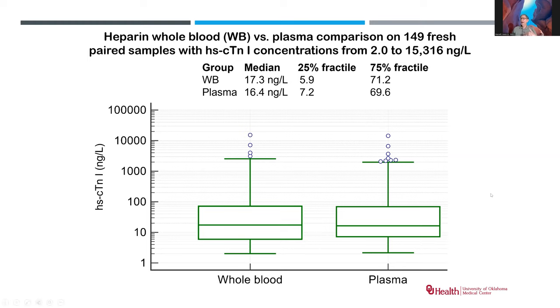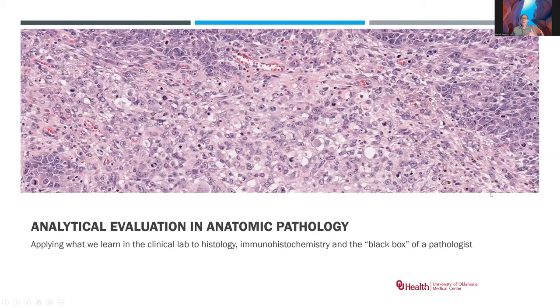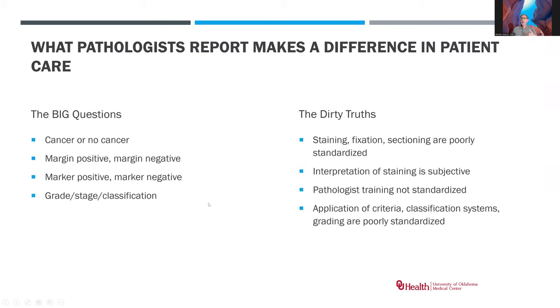Now, I'd be remiss if I didn't talk about analytical evaluation in anatomic pathology, because I think this is also a key to making a quality laboratory. So what a pathologist reports makes a difference. So the big questions, of course, is this benign or malignant? Is the margin positive or negative? Is the marker positive or negative? Is this grade 1, 2, or 3? Is this classification or that classification of lymphoma, et cetera, et cetera? These are all big questions.